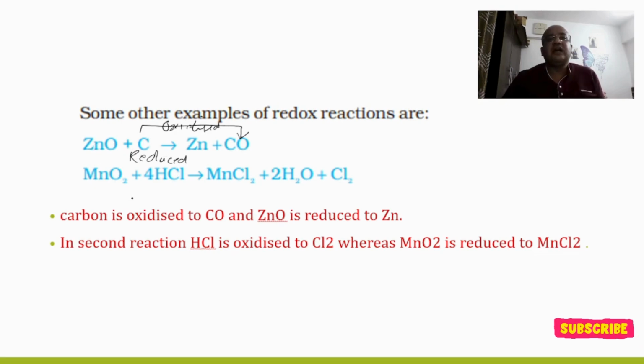In the second reaction, MnO2 plus HCl gives MnCl2, H2O plus Cl2. In this reaction, HCl is oxidized to chlorine, where hydrogen is lost, and MnO2 is reduced to MnCl2. That's what the redox reaction is all about.